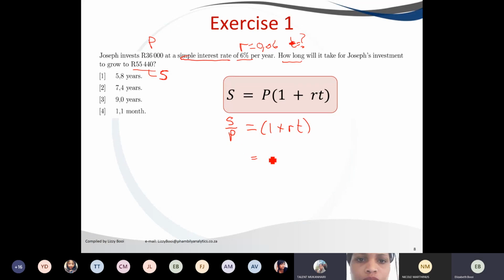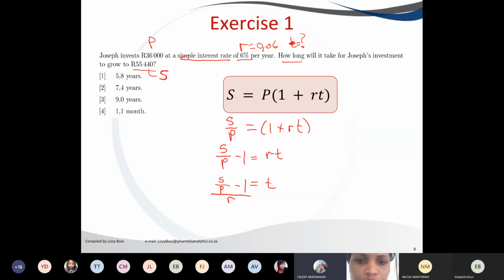Then 1 this side will cancel out. You will be left with RT, and on the other side, you will have S divided by P minus 1. And then I divide both sides with R as well. So R this side will cancel out. You will be left with T, and on the other side, you will still have S divided by P minus 1, divided everything by R. And that's what you got. Yeah, that's what I got.